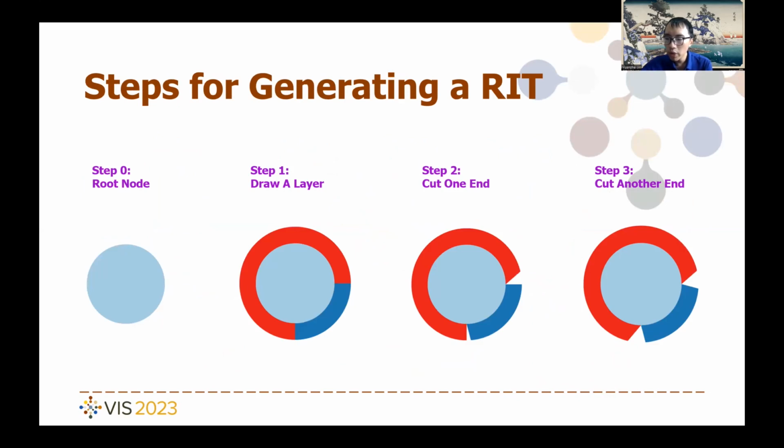For generating a RIT plot, specifically, we first draw a new layer on a root node, then cut away one end, and then cut away another end. The size of the cut depends on the proportion of the node itself. The proportion of the cut part will be larger if the proportion of the node itself is larger.